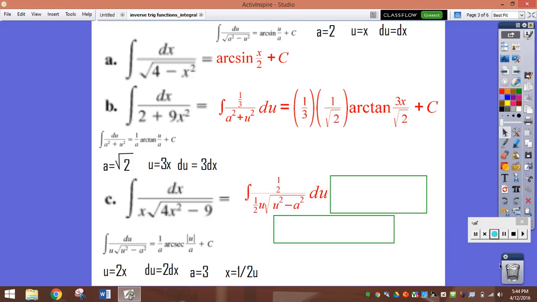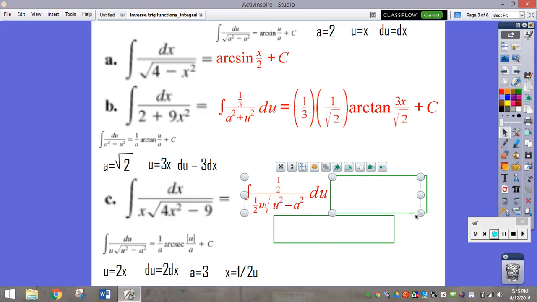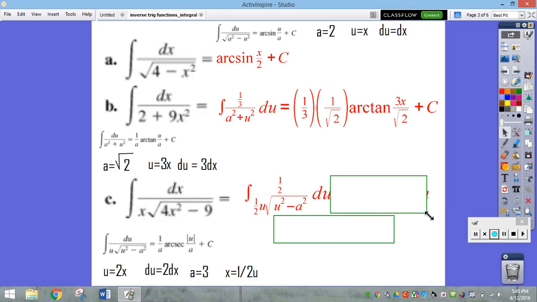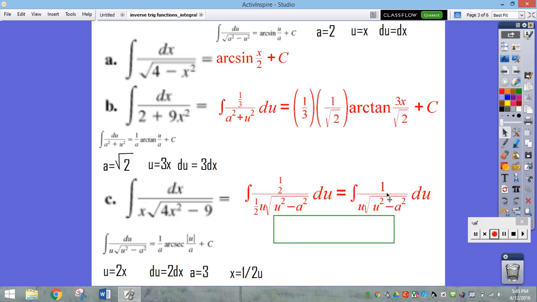So once I substitute, it looks like this. I have this 1/2 here from the du equals 2dx. And then I have this 1/2 u down here because of x equals 1/2 u. And then, of course, my u squared minus my a squared and my square root. And one thing I notice is that I have a 1/2 on top and a 1/2 on bottom. And so those eliminate. And once they do, this matches my setup here for this integrand perfectly.